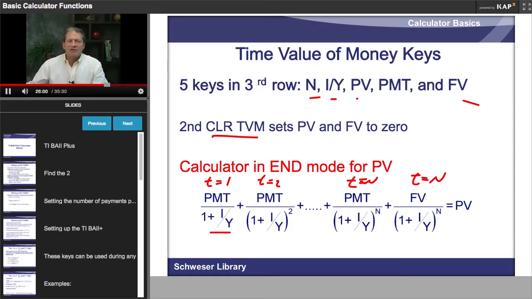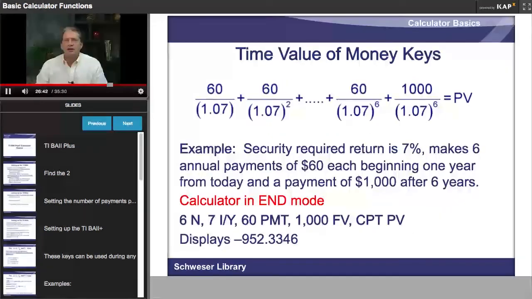So we're discounting these at our interest rate. This is the I over Y that we put into the calculator. This is n, the number of periods. Here's the payment per period. It could be 0. And here's the future value. That could be 0 as well. Now, if they're both 0, of course it's 0. But you could have a non-zero payment, a non-zero future value, or both, is what I'm trying to say. So if you put in any 4 of these values in this equation and you're in end mode, then you can calculate the 5th. And that's the essence of what's going on with these keys.